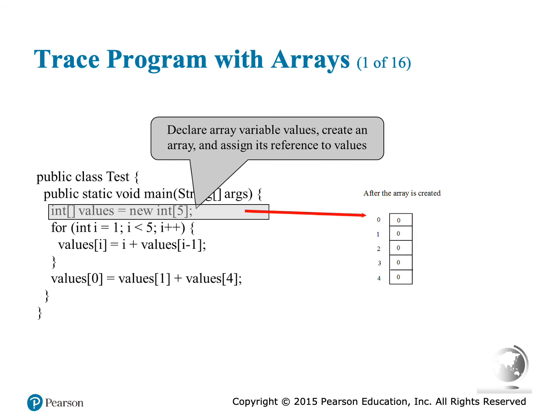Because the array is of type integer, a numeric data type, all of the elements of values are initialized to 0. Values is not equal to 0, however. Values is the array reference variable, and it is equal to the address of the first element in the array. Specifically, values holds the address of values sub 0.